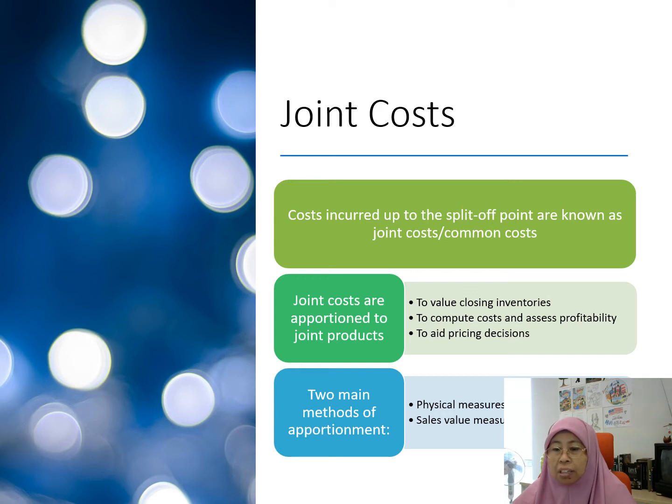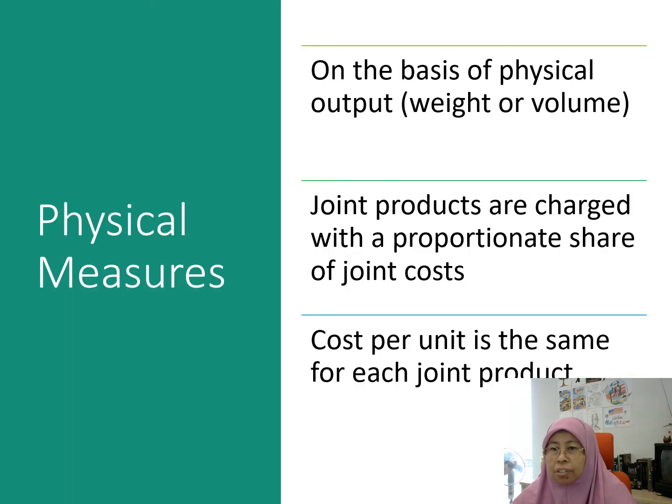So there are two methods of apportionment. First is the physical measurement and number two is the sales value measurement. So on physical measures, it is based on the physical output, weight or volume, and the joint products are charged with a proportionate share of the joint cost. And the cost per unit is similar for each joint product. So the physical measurement method is the allocation of joint costs based on the quantity of each product manufactured.